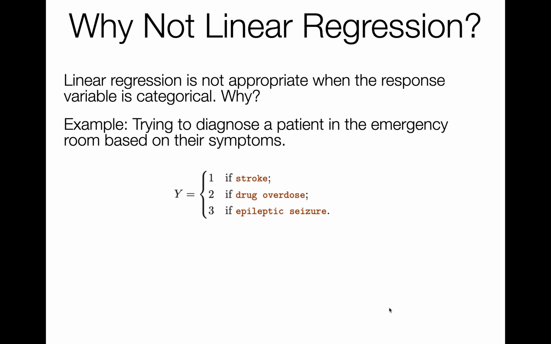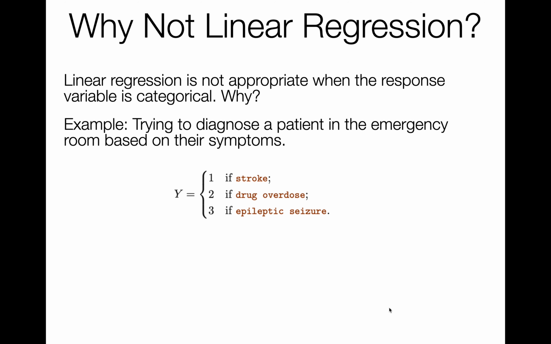And so if we go back to my one example, when I have a patient incoming with a number of symptoms, and then I'm trying to see what kind of disease they might have or what happened to them. Okay, they might have three different things happening, either a stroke, a drug overdose, or an epileptic seizure. And so I can code them, or I can encode them as 1, 2, and 3. So I can't plot stroke, drug overdose, and epileptic seizure.